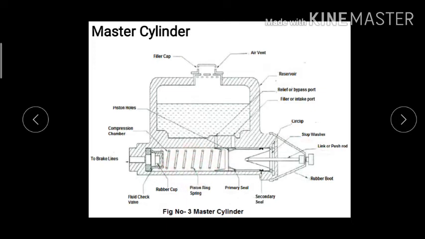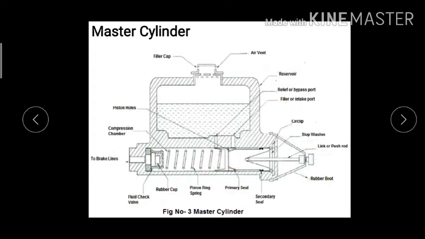This compression chamber consists of an aluminum piston which is covered with rubber seals on both ends. These are the rubber seals we are connecting on both ends. Why are we providing a seal? Seals are provided to avoid leakage from the piston.